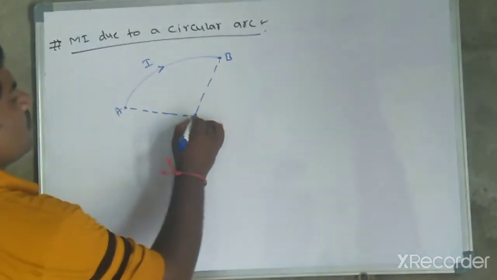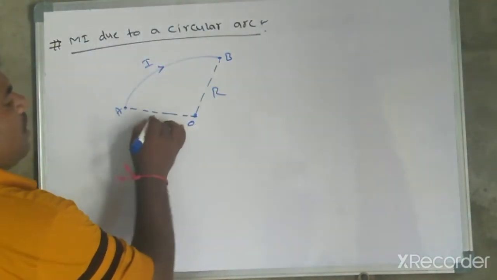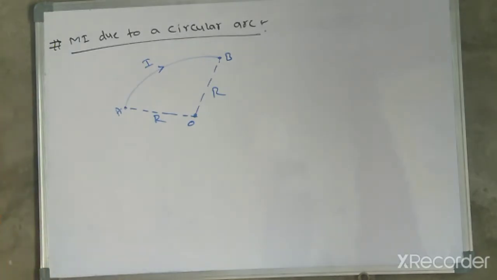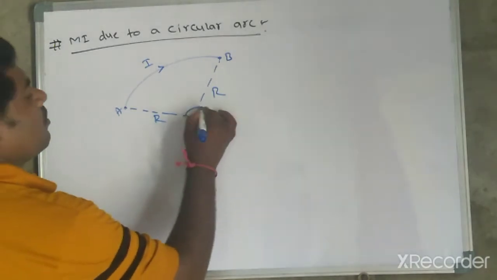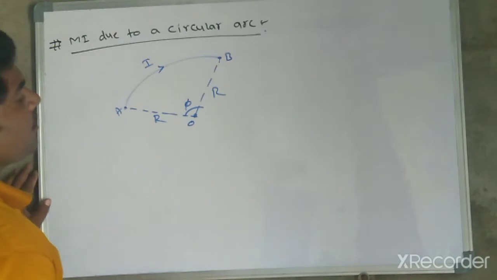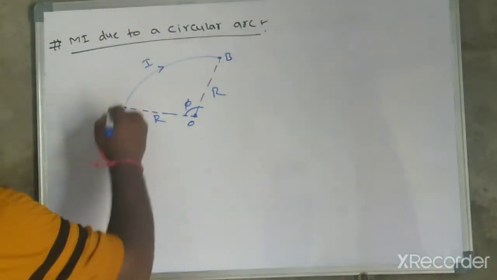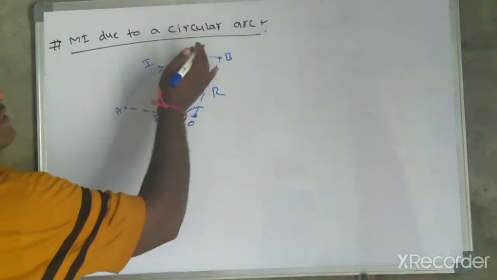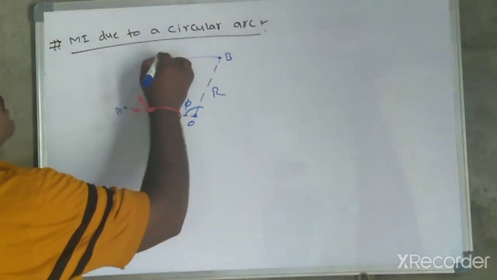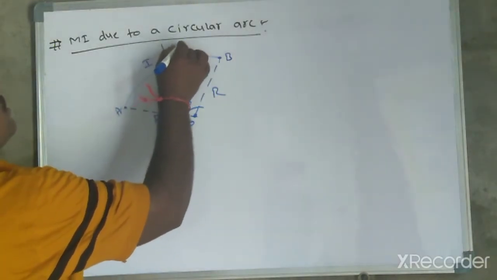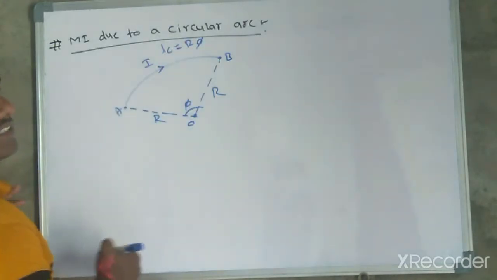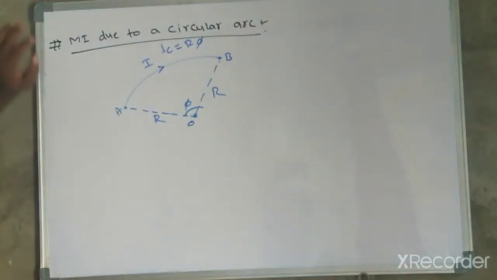So now this is O, this is r, and this is also r. Here it makes a very small angle phi. Let us consider the arc length, which I call LC, equal to R into phi. LC is equal to R into phi.